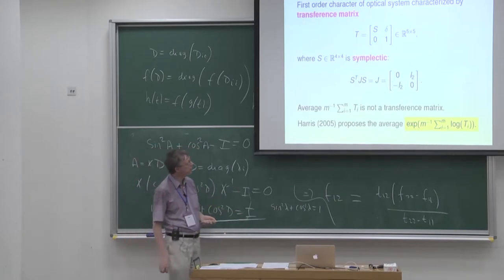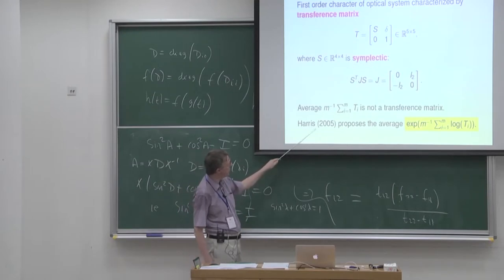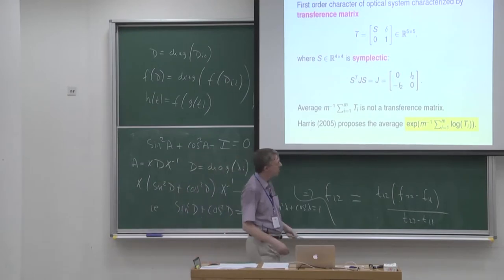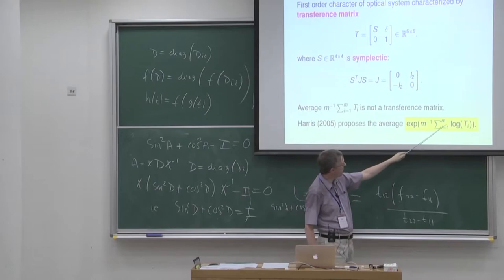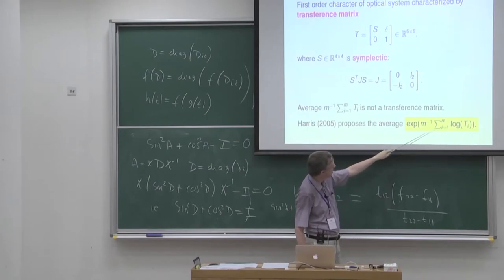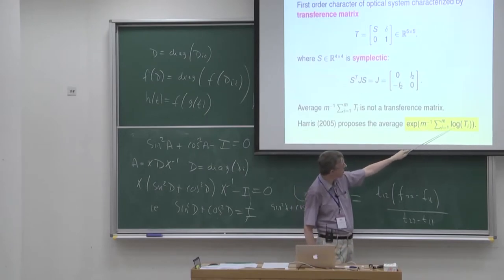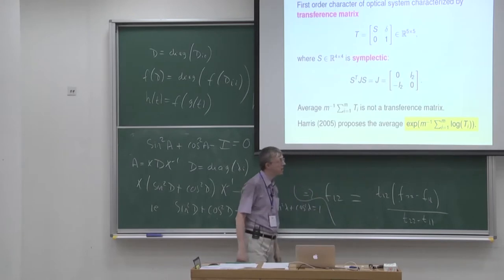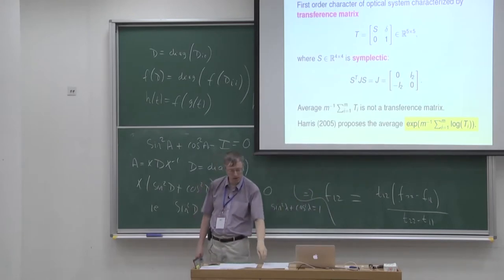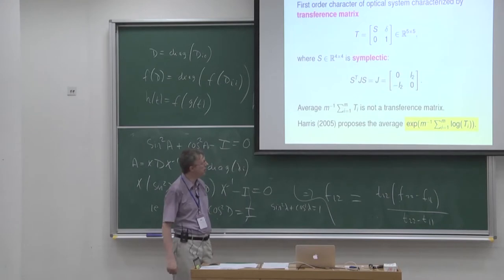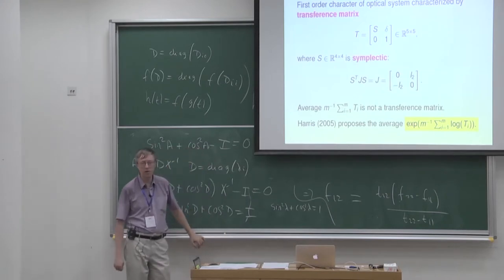So what they thought about doing was using a different mean. They took the arithmetic mean of the logs and then exponentiated. So that's a kind of log mean, and that's something natural in the context of Lie algebras. So it's not a new idea to take the mean like that, but that was the idea in that paper.